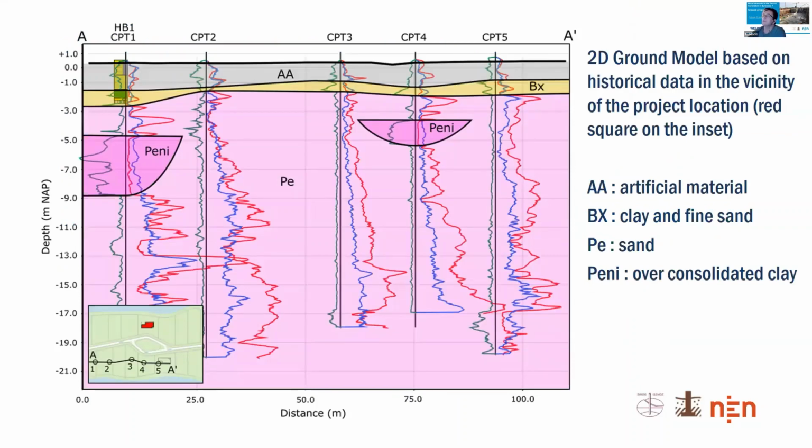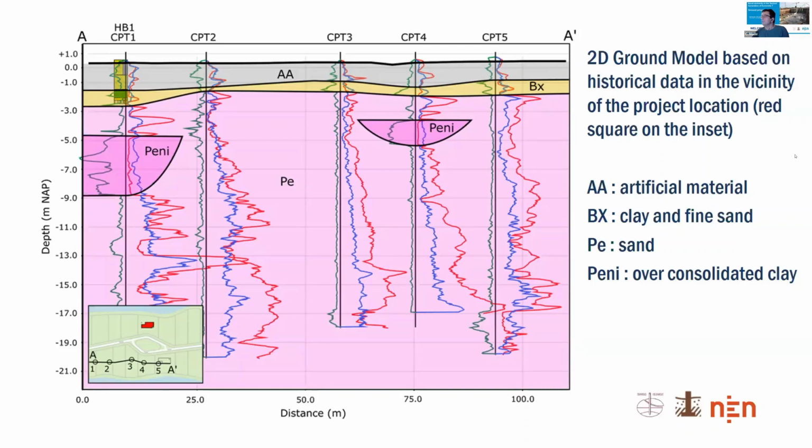Based on the desk study, a 2D ground model was produced in the vicinity of the project. If you look towards the left bottom of the figure, you can see an inset. You can see the points that we took for this 2D profile, and you can see the red position and the red square, that's the house that's going to be built.